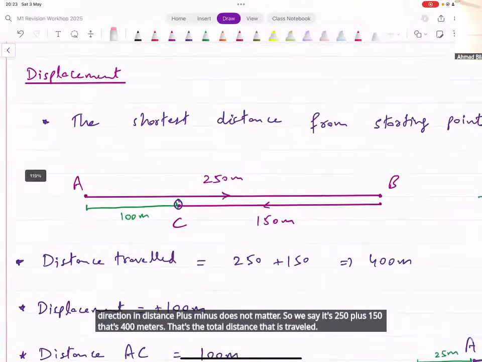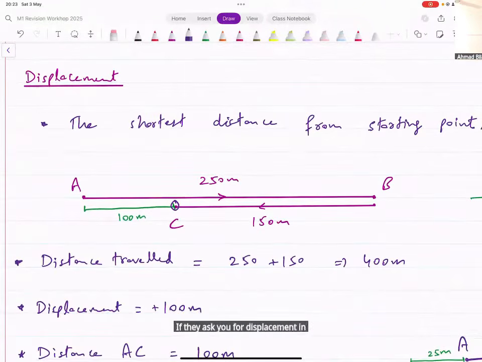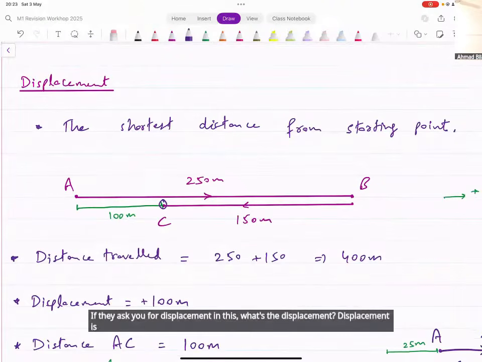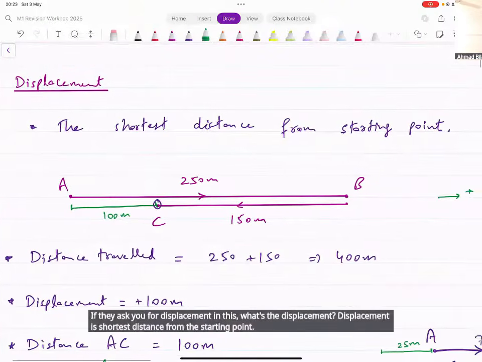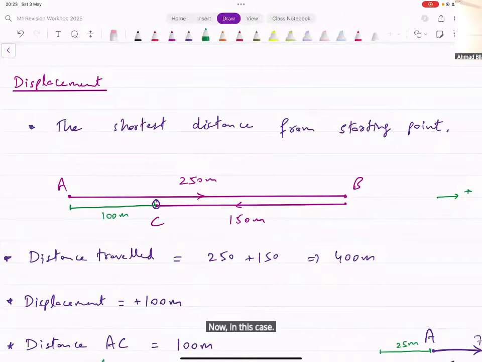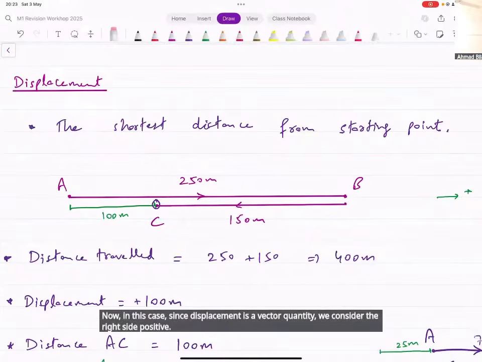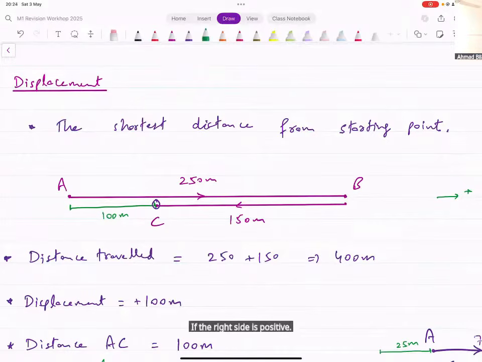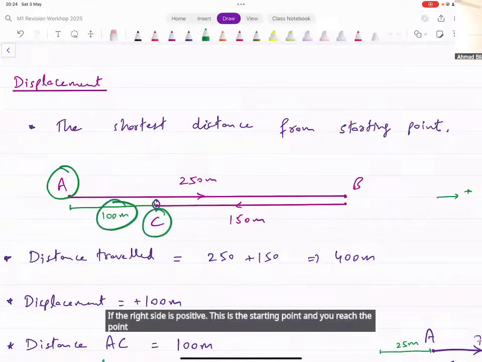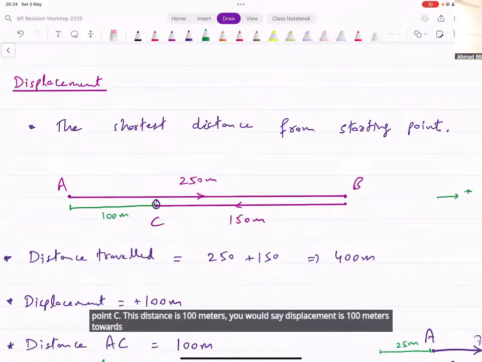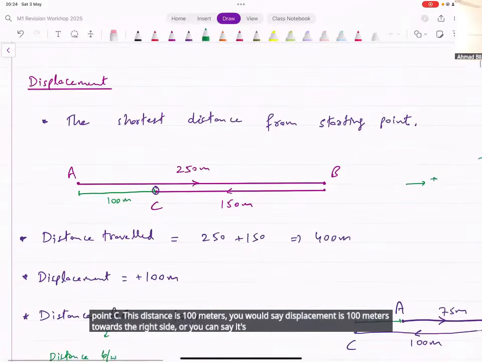If they ask you for displacement in this, what's the displacement? Displacement is shortest distance from the starting point. Now, in this case, since displacement is a vector quantity, we consider the right side positive. If the right side is positive, this is the starting point, and you reach the point C. This distance is 100 meters. You would say displacement is 100 meters towards the right side, or you can say it's plus 100 meters.